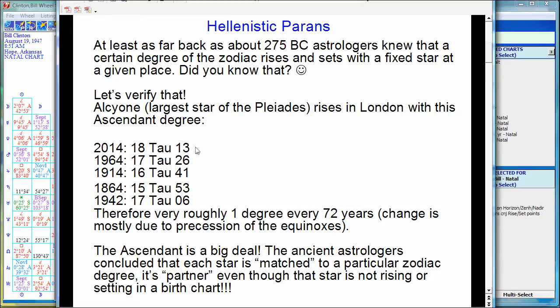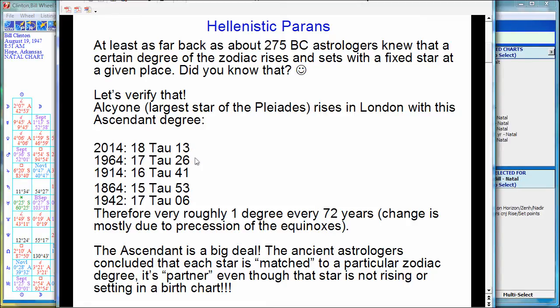I went into the Sirius software, and I just picked a star, Alcyone, which happens to be the largest star of the group of stars called the Pleiades. I saw when it rises in London. I can show you how I did that. I went into Sirius to find out when it rises. And in the year 2014, it doesn't matter what day you do it on, you can do it any day in 2014, you're going to find that Alcyone rises when the ascendant is 18 Taurus 13.